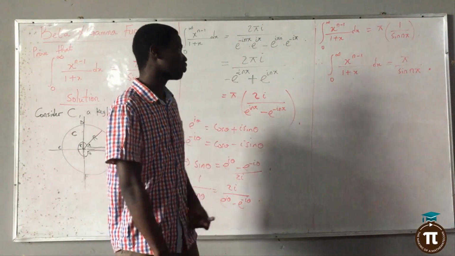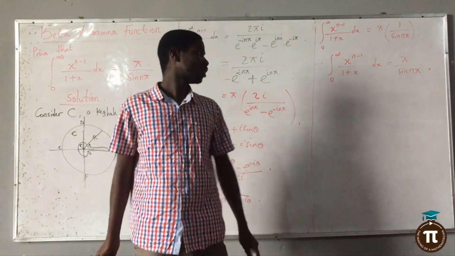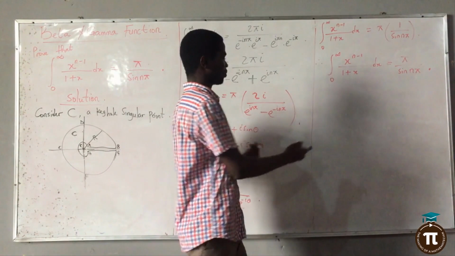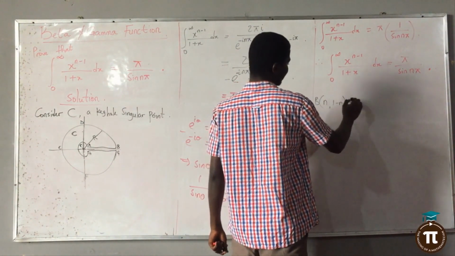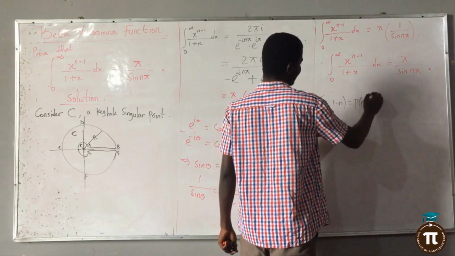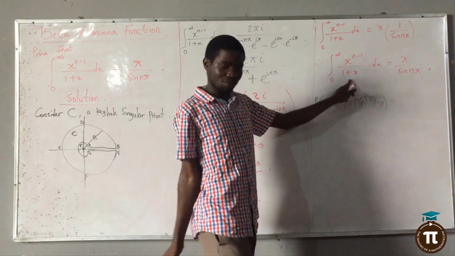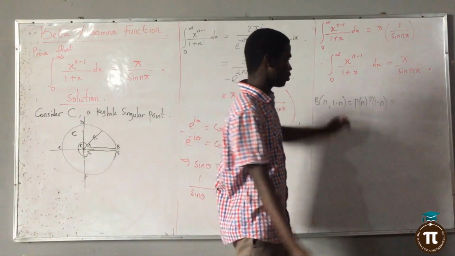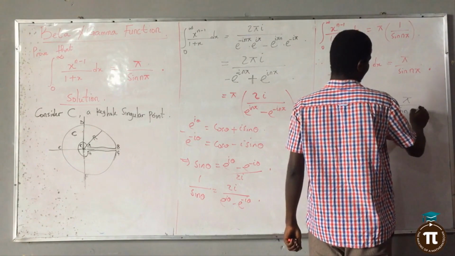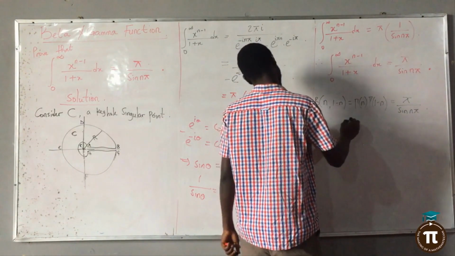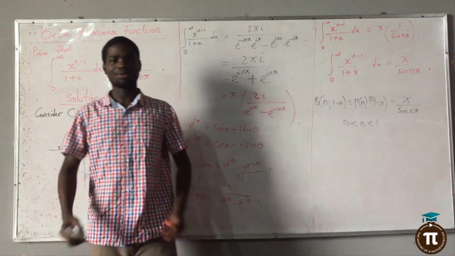So therefore, I told you in the previous video that we are going to prove this later, but now you can see that whenever you have beta of n and 1 minus n, which is equal to gamma of n times gamma of 1 minus n, it is equal to this. We showed that before, and it's obviously equal to pi over sine n pi. Don't forget, n is between 0 and 1. Thank you very much.